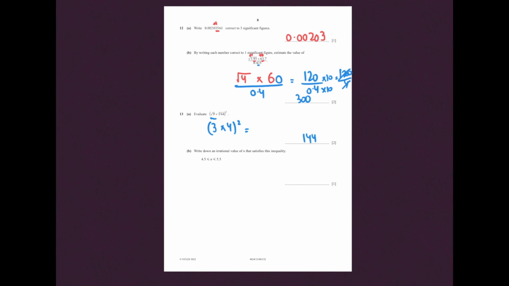144. Okay, between 4.5 and 5.5 we need an irrational number. What is an irrational number? Pi, or a number written under root that cannot be solved: under root 2, under root 3, under root 5. So under root 16 is what? 4. Under root 25 is what? 5. Under root 36 is 6. So if I take a number really close to 25, like under root 26 or under root 24, that will definitely be in the middle of 4.5 and 5.5. Got this?